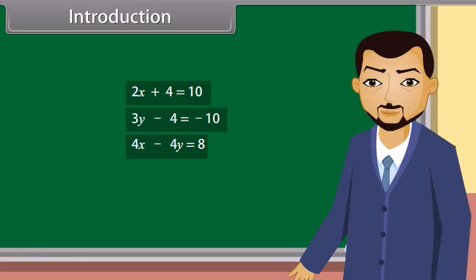You're right. This is also a linear equation, but it has two variables. So it's a linear equation in two variables. Today we will learn about the pair of linear equations in two variables.